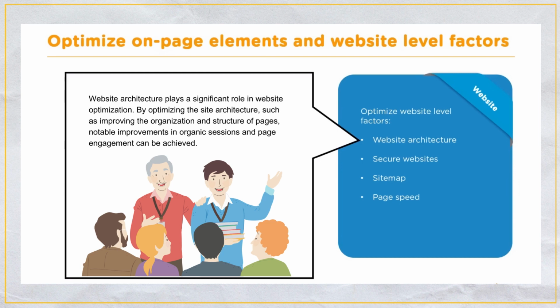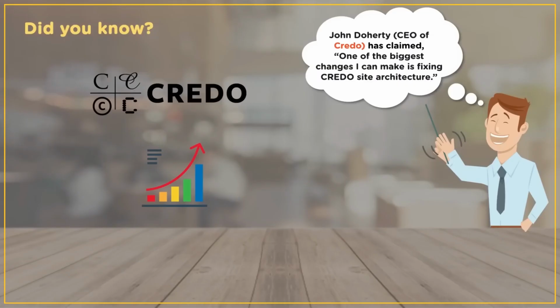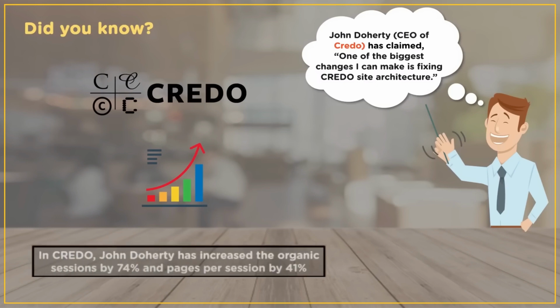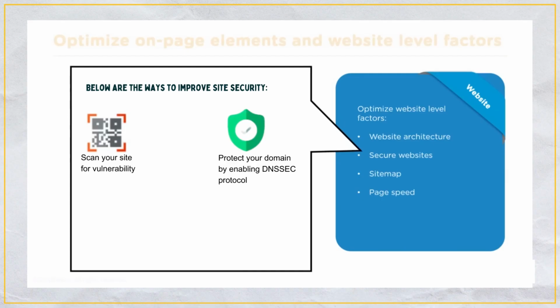Website architecture plays a significant role in website optimization. By optimizing the site structure, such as improving the organization and structure of pages, notable improvements in organic sessions and page engagement can be achieved. For instance, John Doherty from Credo witnessed a 74% increase in organic sessions and a 41% increase in pages per session by making changes to the site architecture.